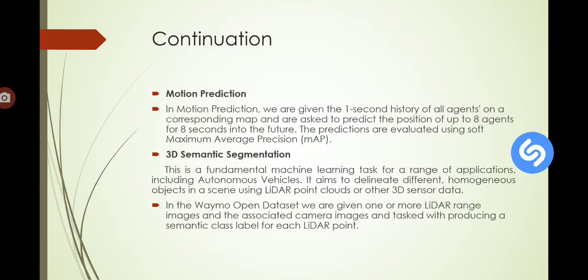There is motion prediction. We are given the 1 second history of all agents on the corresponding map and asked to predict the position of up to 8 agents and 8 seconds into the future. Then the 3D semantic segmentation. This is a fundamental machine learning task for a range of applications including autonomous vehicles. It aims to delineate different homogeneous objects in a scene using LiDAR, point clouds, and 3D image sensors.